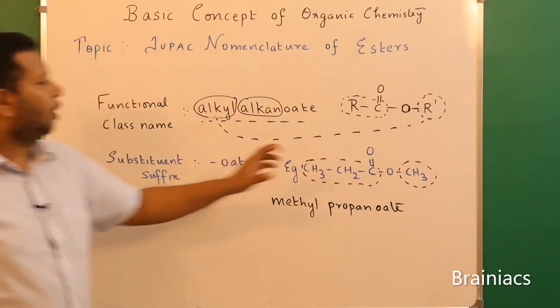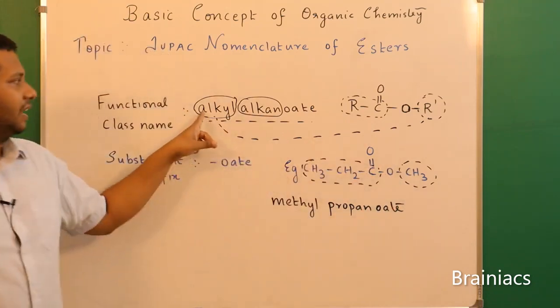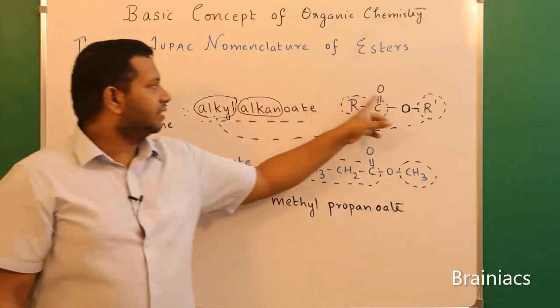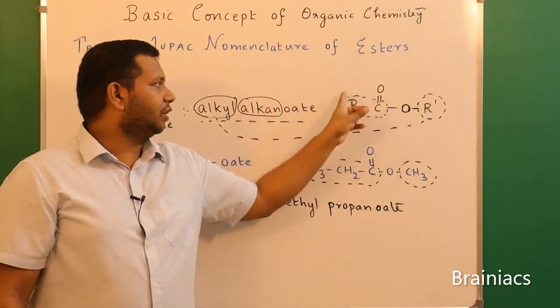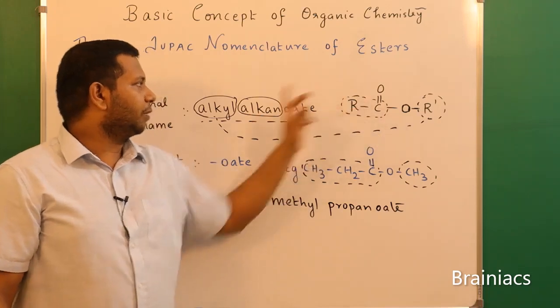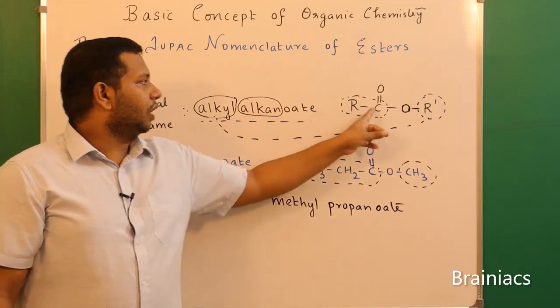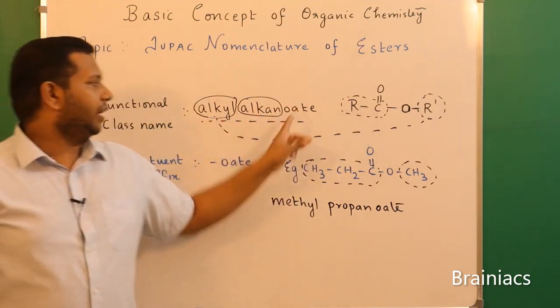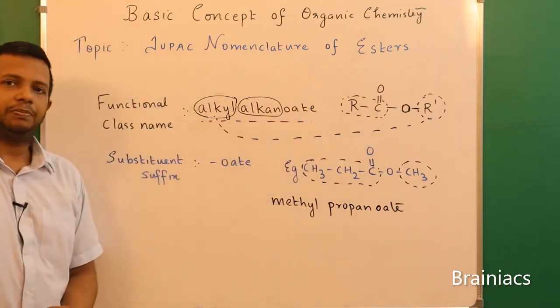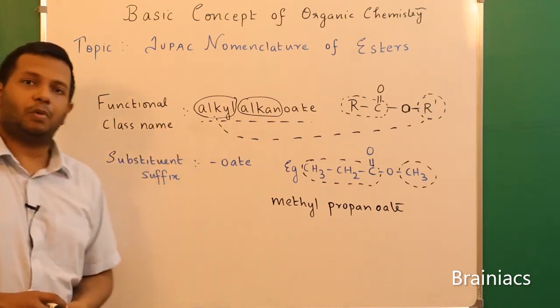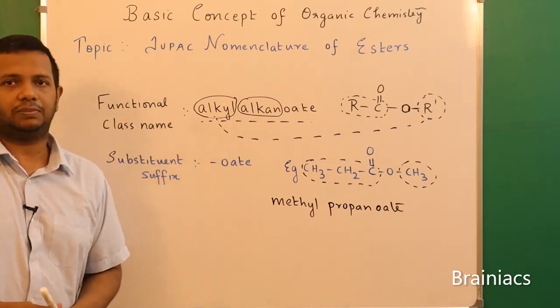Very important: whatever is linked with the oxygen atom is the alkyl group here. The alkane here is the one that includes the carbonyl group and the R group. Count the number of carbon atoms, that is the alkane. And why is AN coming? Because all are linked as single bonds. Then OATE is the suffix used. I hope you understood. We will see some more examples for esters.